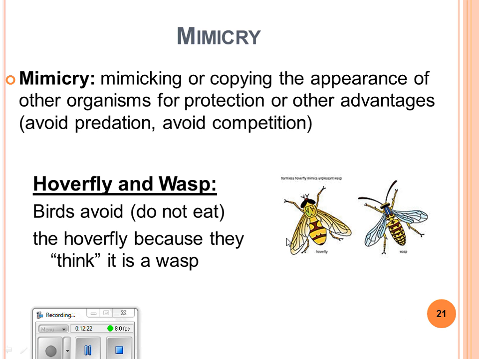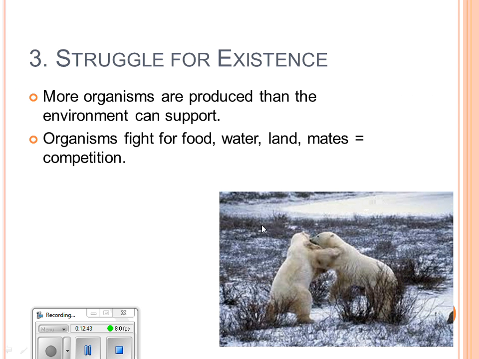Another way is mimicry, mimicking or copying the appearance of another. Here you have the hoverfly that looks like a wasp. Birds don't want to eat a wasp, they want to eat the fly. But the hoverfly looks like the wasp, so the birds say, "Yep, I'm not going to eat you," and that hoverfly survives. So mimicking something else can also have a positive effect.